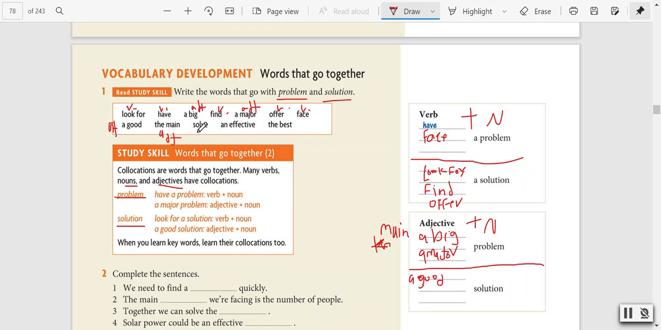And we have solve. We can solve what? Of course. Okay, tell me. We can solve a problem. Solve, verb. An effective. We can use effective with what? An effective solution. Adjective. An effective.